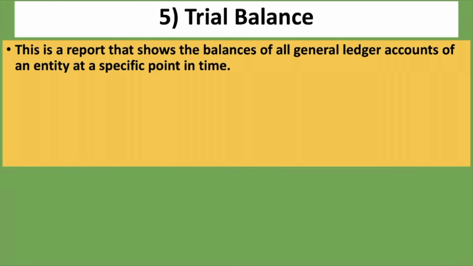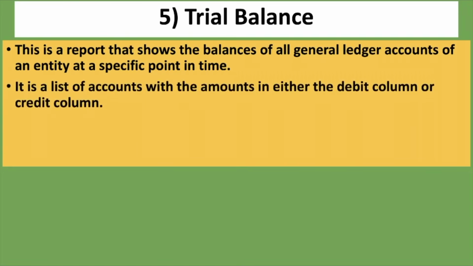So that is what the trial balance is. It's a report that shows all the balances of the general ledger accounts, and it's at a specific point in time. So it might be monthly, might be quarterly, but it's usually at the end of the financial period where you're doing your final trial balance or your post-adjustment trial balance before you do your annual financial statements. It is a list of accounts with the amounts in either the debit column or the credit column.